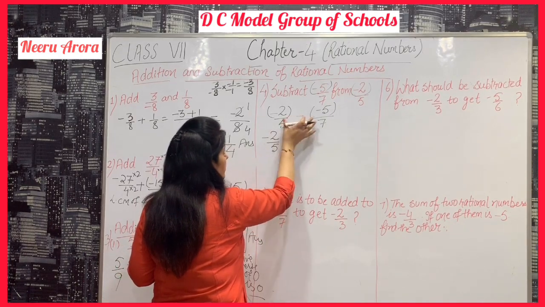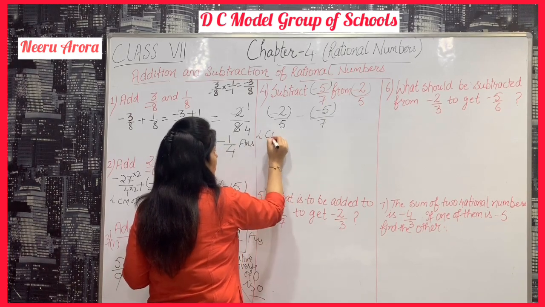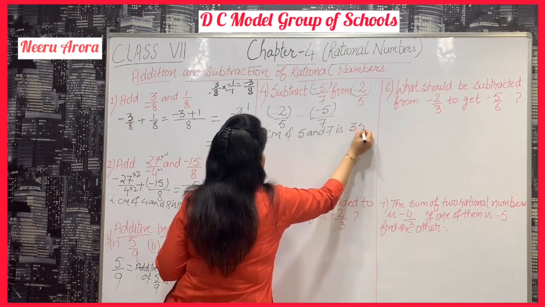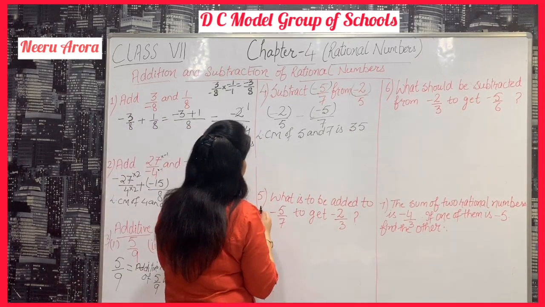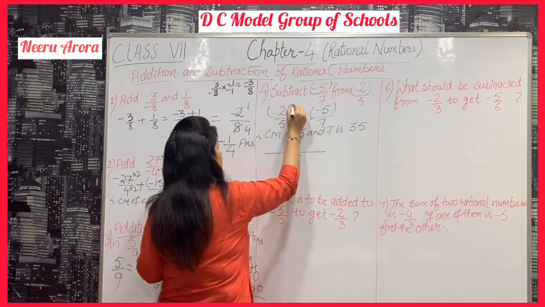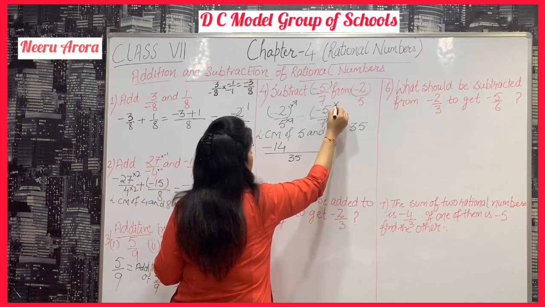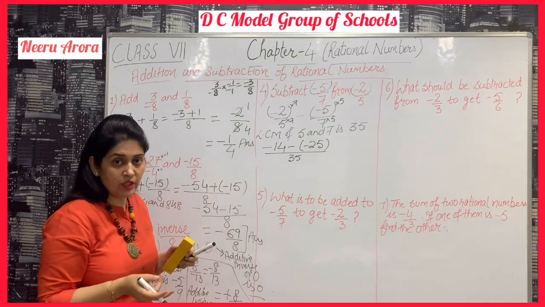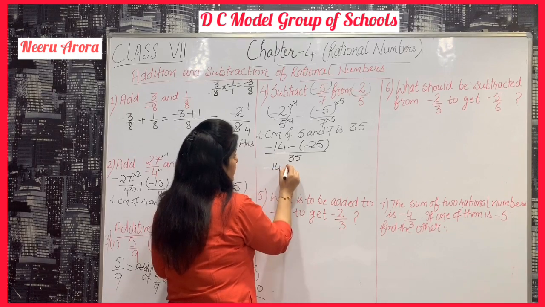Again I am telling you there are two signs. If you want, you can do it this way also. The LCM of 5 and 7 is 35. So take the LCM, it is 35. 5 7s are 35, so we will multiply the numerator by 7 also. It is minus 14. Then 7 multiplied by 5, here it comes minus 25. Again there are two signs between two terms. So we will make it one sign, minus into minus, it is plus.